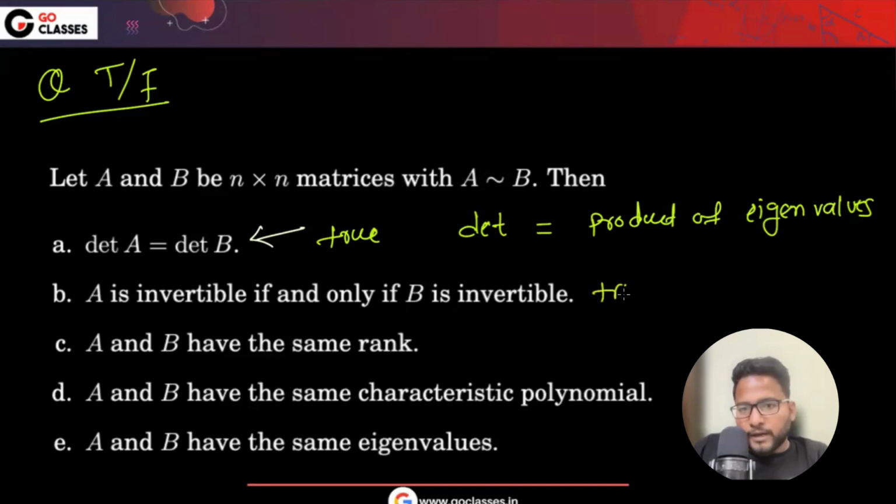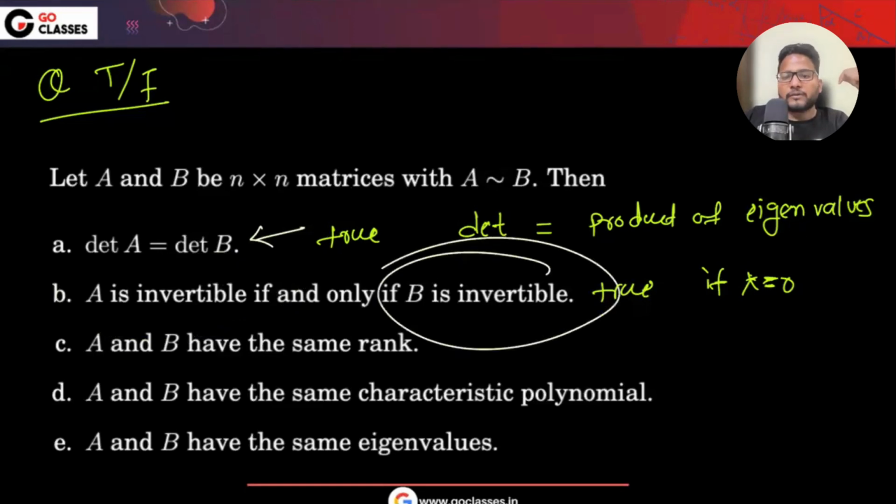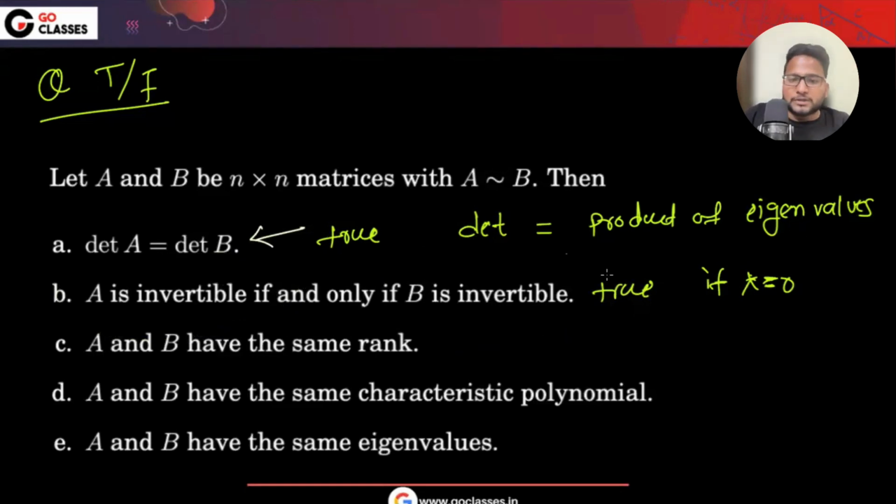This is also true. Why? Because if lambda equal to 0 is an eigenvalue of any one of them, then it is automatically of the other one. If lambda equal to 0 is not an eigenvalue, then it is not of any other one. So if this is invertible, meaning lambda equal to 0 is not an eigenvalue, then obviously this is invertible, right? Because eigenvalues are the same. So that's why this is true.